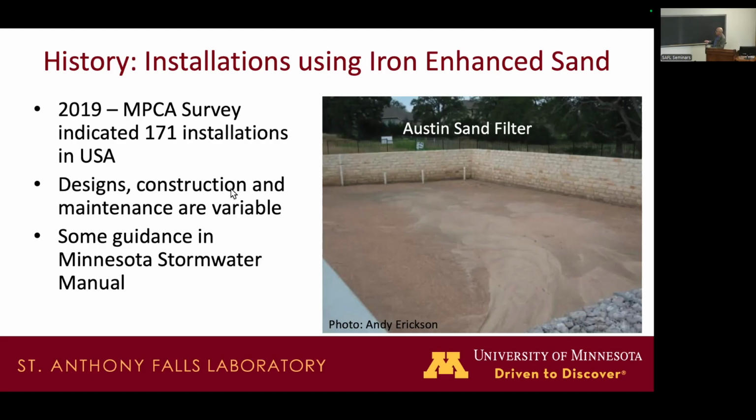But in 2019, an MPCA survey indicated there were 171 installations in the USA, but the designs, construction, and maintenance were pretty variable. Everyone was trying something new. There was some guidance in the Minnesota Stormwater Manual. They wanted to improve the guidance. We worked with them to improve the guidance.